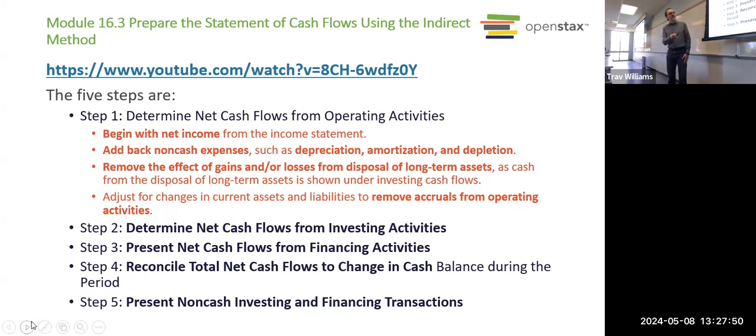Then we have to remove any accrued revenue or expenses. Any change to like accounts receivable, accounts payable, we need to do the opposite. You might be noticing there's a lot of opposites going on here, right? We're reversing our depreciation, we're reversing any gains and losses, and we're reversing any changes in our short-term assets.